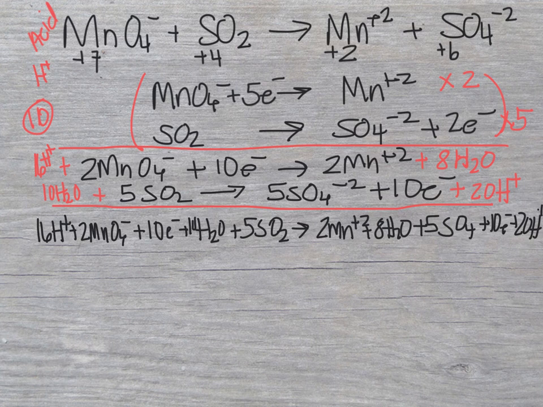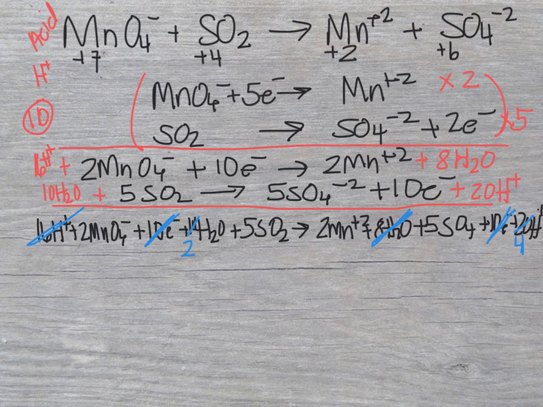That just about fit. Okay, let's do some cancellation. I'm going to use blue to cancel. On the left, I have 16 H pluses, and on the right, I have 20. So this becomes 4 remaining H pluses. On the left, I have 10 electrons, and on the right, I have 10 electrons. On the left, I have 10 H2Os, and on the right, I have 8. So the 8 H2Os go away, and this becomes 2.